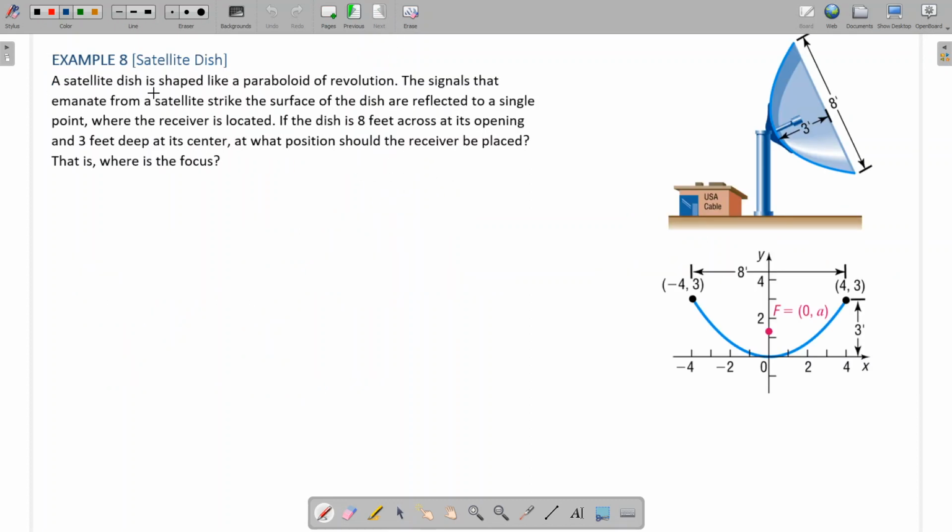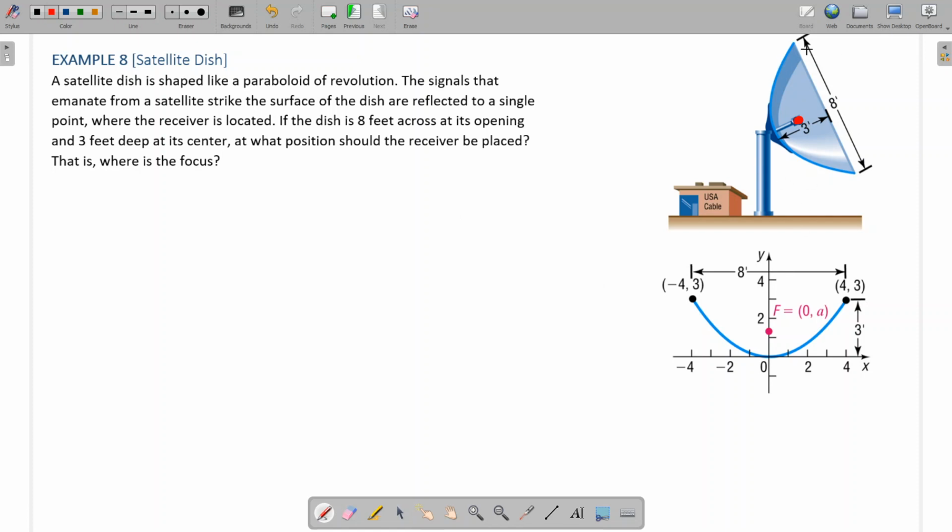Okay, so it says a satellite dish is shaped like a paraboloid of revolution. So that's just a parabola rotated about that central axis, meaning if you took a cross section through it, each cross section there is a parabola. It says the signals that emanate from a satellite strike the surface of the dish and are reflected to a single point where the receiver is located. The point where it's reflected is the focus. So we would say right here, that point would be the focus of the satellite dish. That's where everything is bounced into. It says if the dish is 8 feet across at its opening and 3 feet deep at its center, what position should the receiver be placed? In other words, where should the focus be?